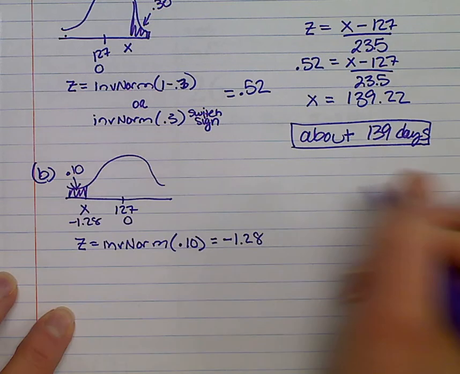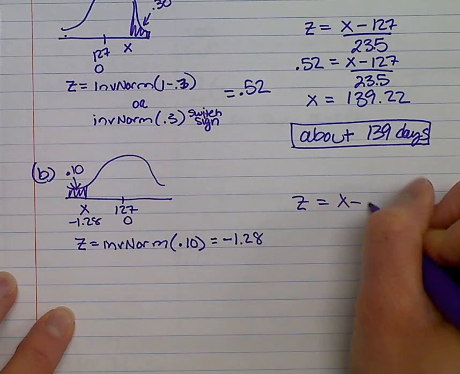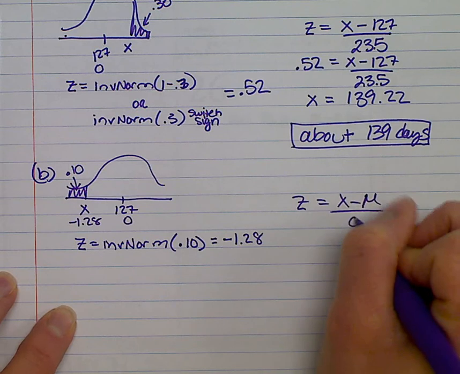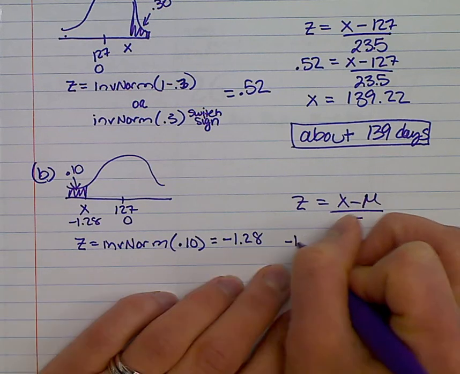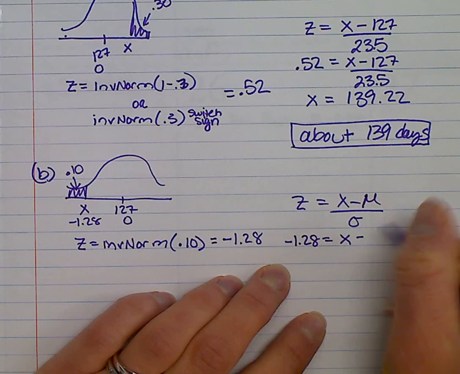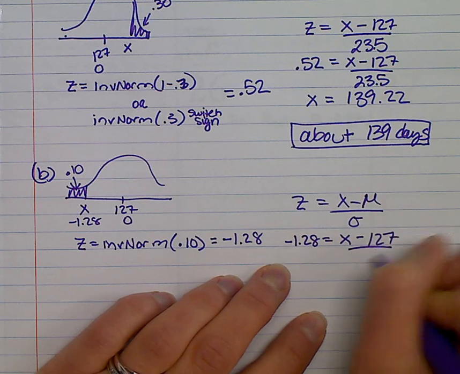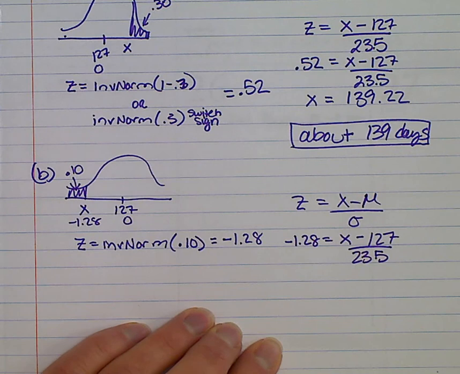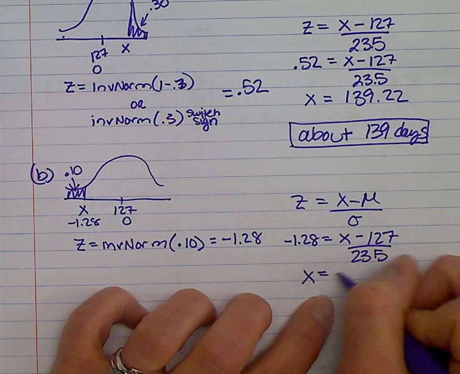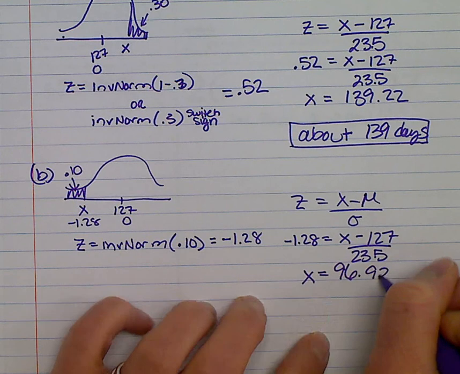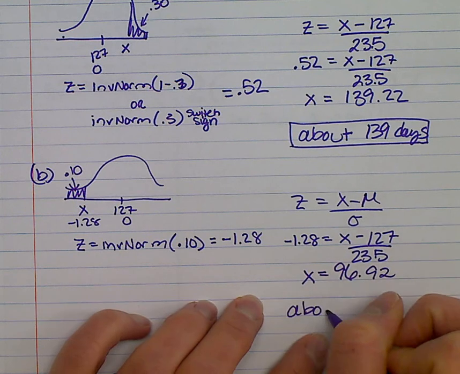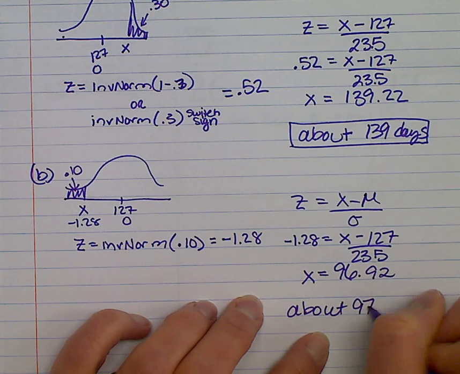We plug all this information into our equation. And then we solve for x. Negative 1.28 times 23.5, and then we add 127 to both sides. We get that x equals 96.92. So we could say about 97 days.